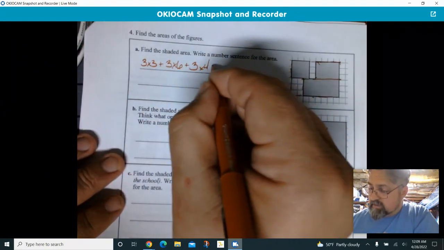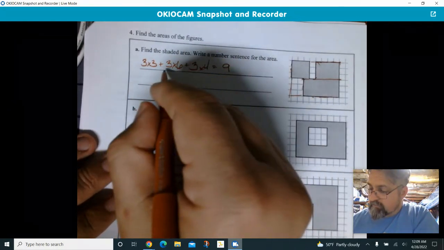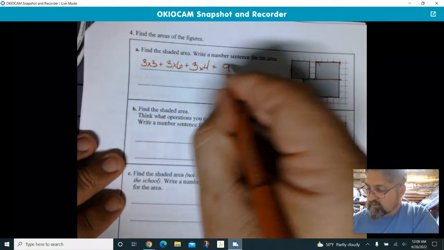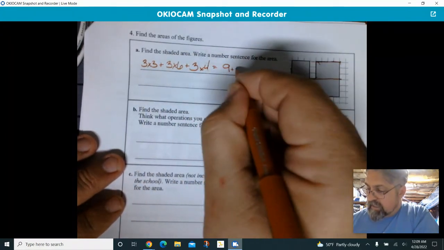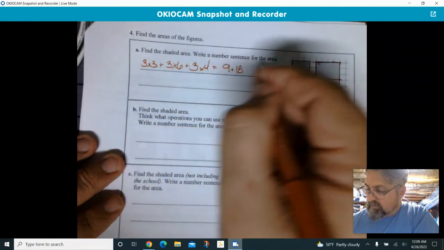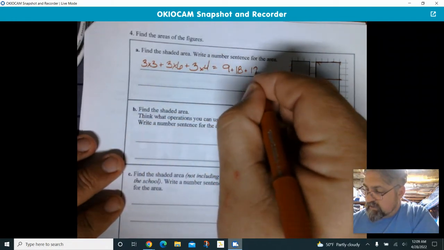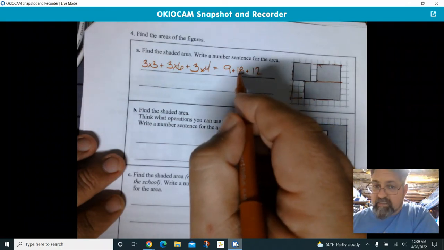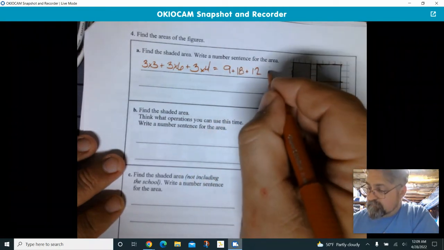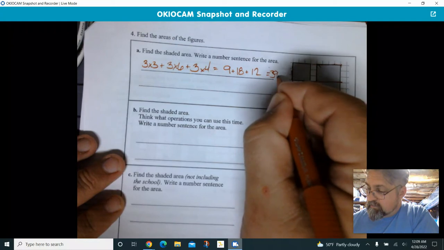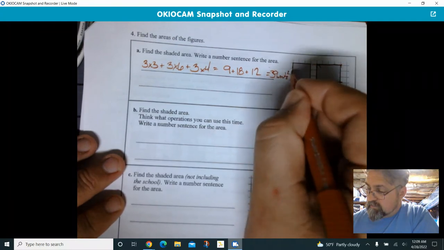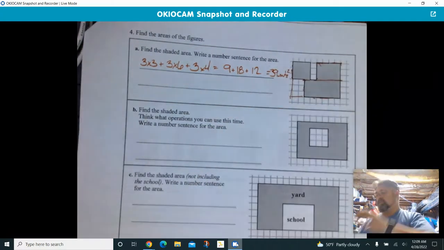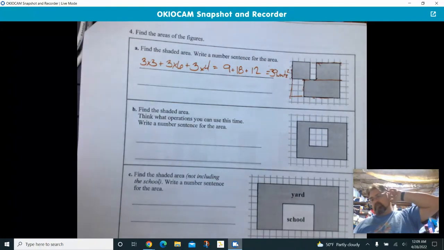3 times 3 is 9. 3 times 6, or plus 9, is 18. Plus 3 times 4 is 12. 12 plus 18 is 30. Plus 9. 39 square units. Ba-boom! That's what we got.